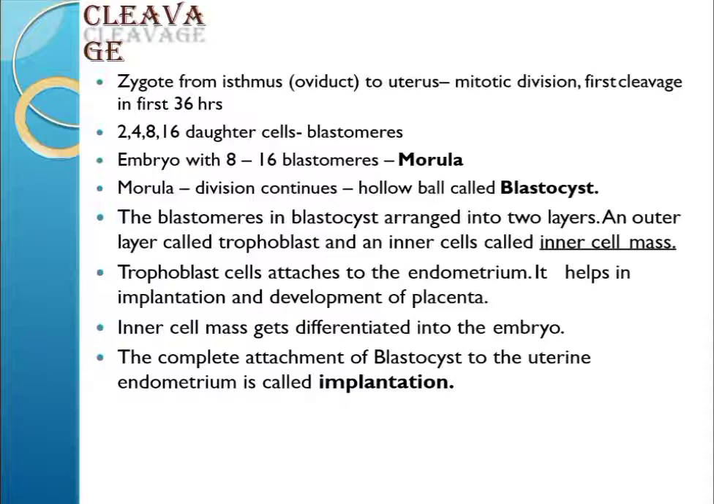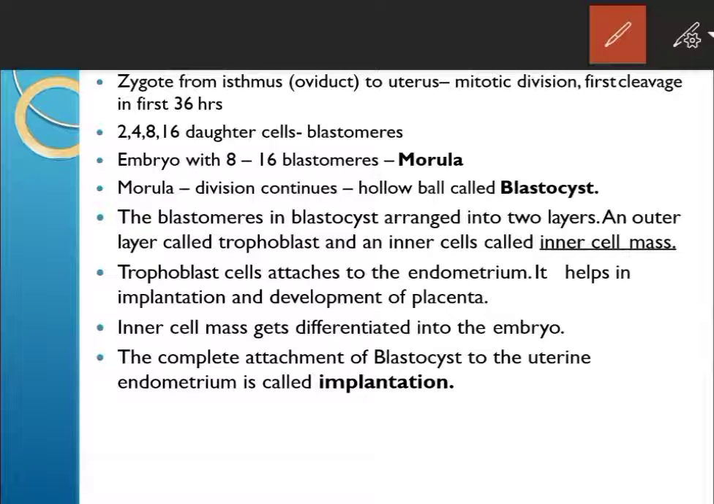Children, cleavage we have already studied in the last video. That is, the zygote from the isthmus moves towards the uterus, and during that time the mitotic division takes place. The first cleavage takes place in 36 hours, which results in formation of two blastomeres. Then later 2, 4, 8, 16 daughter cells that are called blastomeres are produced. The embryo with 8 to 16 blastomeres is called morula.